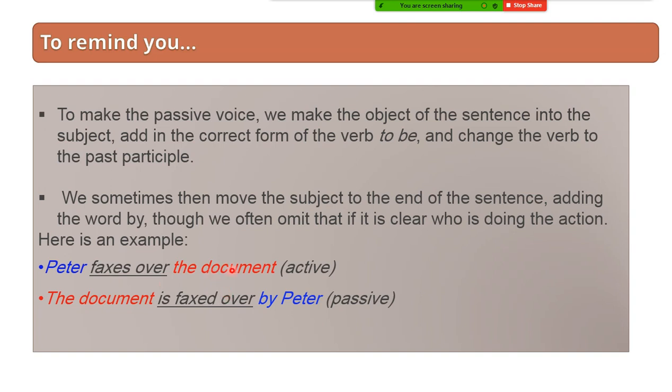I made the object the subject in the passive one, but the document, although it acts like a subject, is still the recipient of the action. Peter, as the subject, turned into the object, but he is still the doer of the action. So the document is faxed over by Peter. Why did I add by? Because I have the doer. I have to show that this action has been done by whom? By Peter. This is the passive.